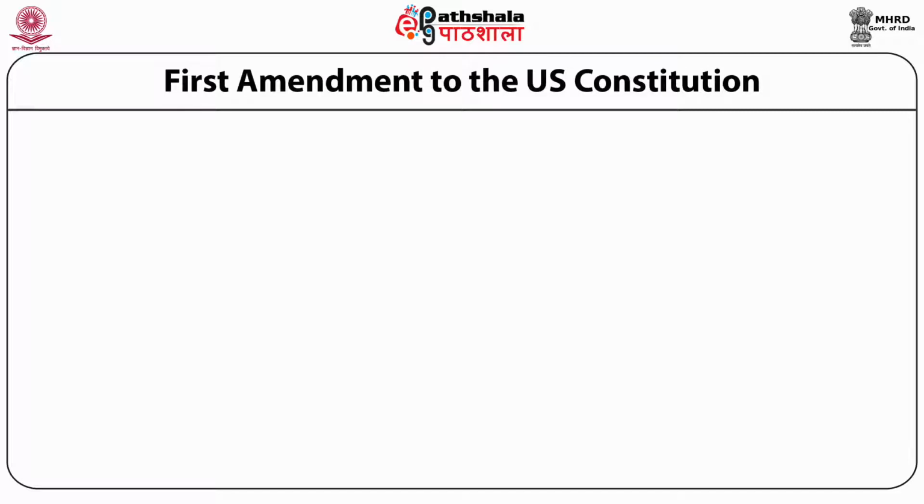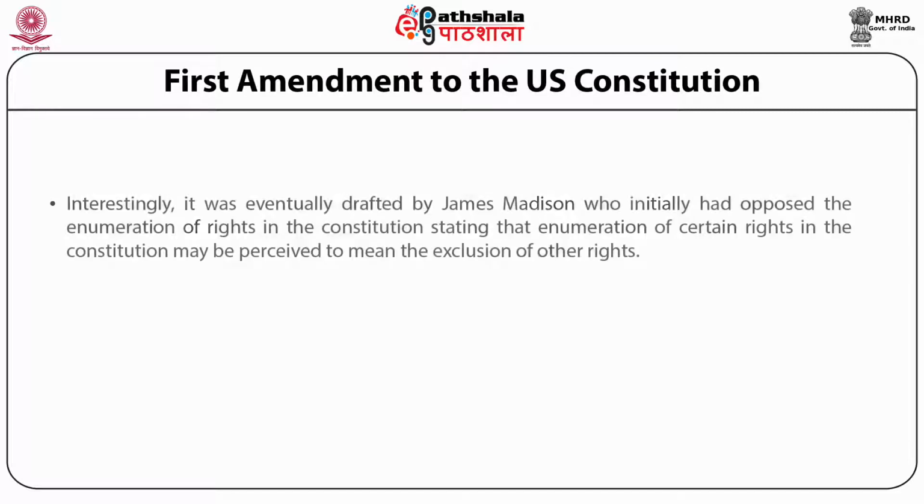Now, coming to the First Amendment. It was eventually drafted by James Madison, who of all people had opposed the enumeration of rights in the Constitution. Madison was against the enumeration of certain rights in the Constitution. He believed that listing out rights might mean that rights that were not listed were excluded from being constitutionally guaranteed. However, Madison nevertheless undertook the task of drafting the First Amendment.